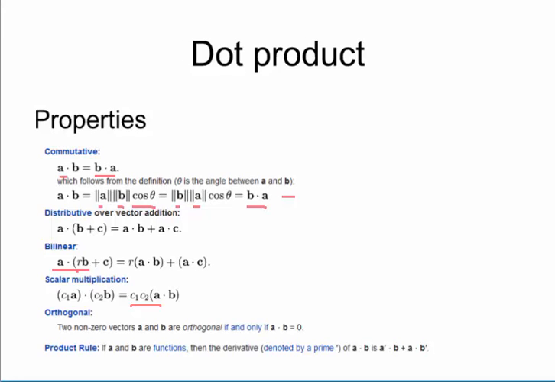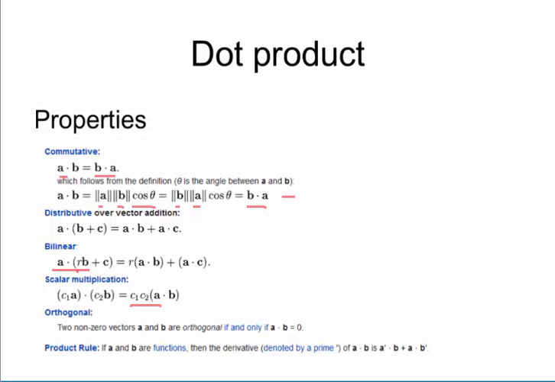What does orthogonal mean? Basically, when we talk about orthogonal, that means they are perpendicular to one another. And essentially, two non-zero vectors A and B are orthogonal if and only if A dot B equals 0. Can you tell me why they would be 0? Just by looking at the geometric solution of a dot product.